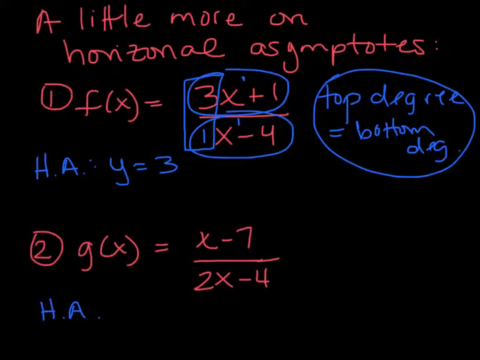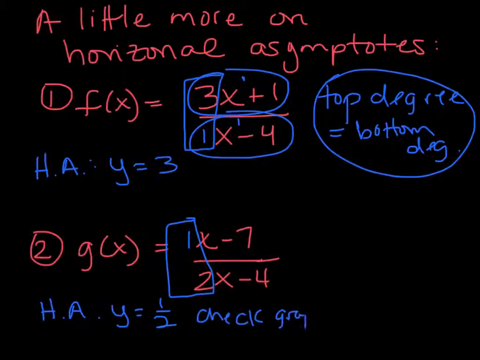So let's say I wanted my horizontal asymptote on this one. Well, the top is its first degree and so is the bottom. So I want my coefficients. So this really is a 1. So this will be the line y equals 1/2. So over time, as x goes off to infinity, this graph will approach y equals 1/2. You can always check this graphically, but I wanted you to be able to find it without always using the calculator.